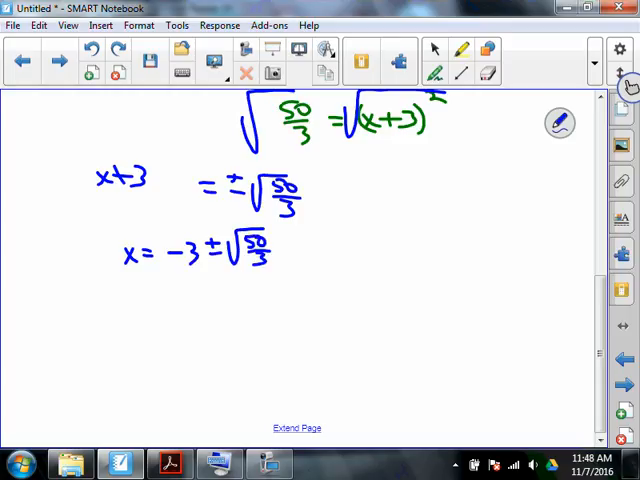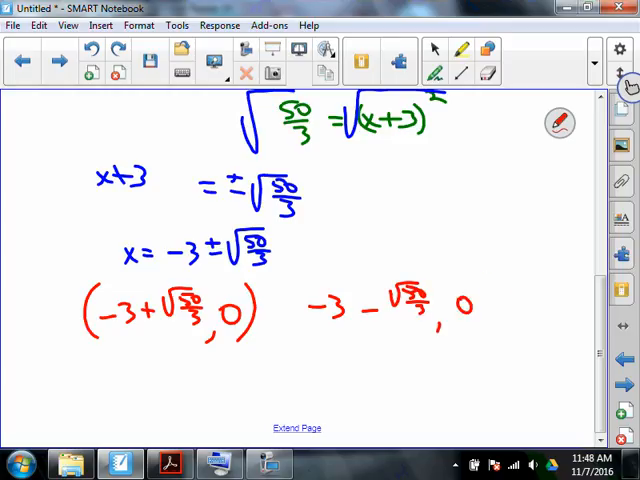So that's going to be tough, not going to lie. And they want the coordinates. So in coordinate notation, we'd have negative 3 plus the square root of 50 thirds, comma 0, and negative 3 minus the square root of 50 thirds, comma 0. Okay. That one's going to be tough, not going to lie.